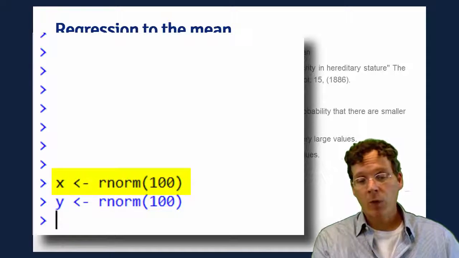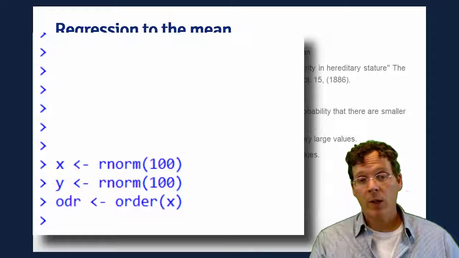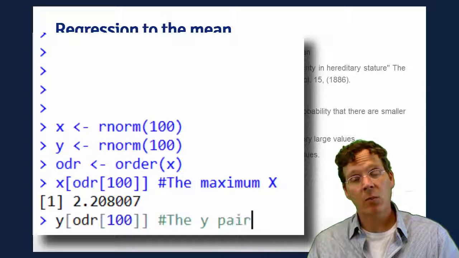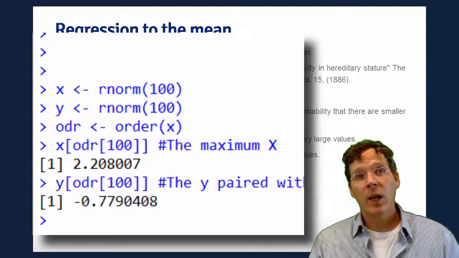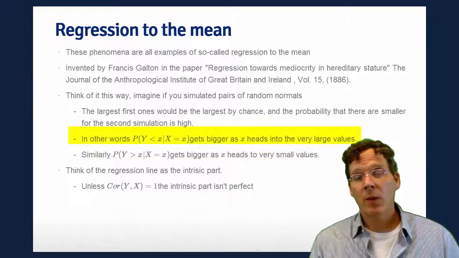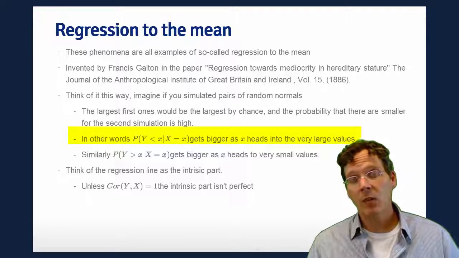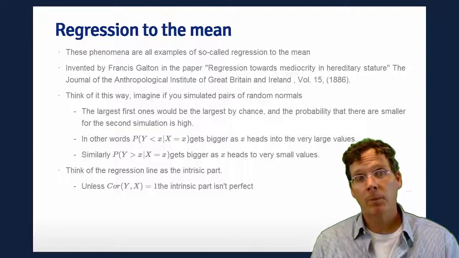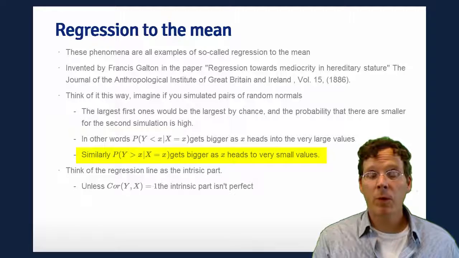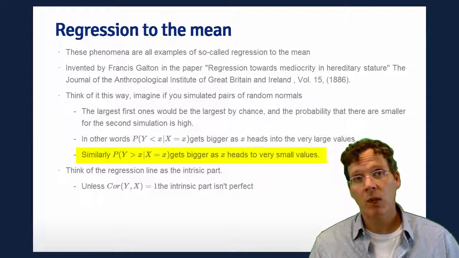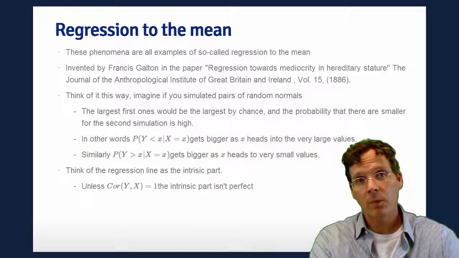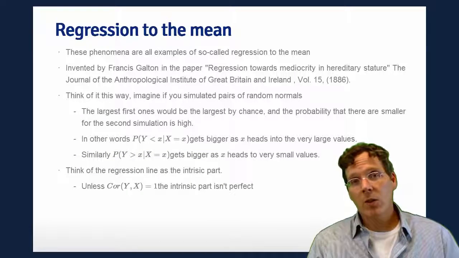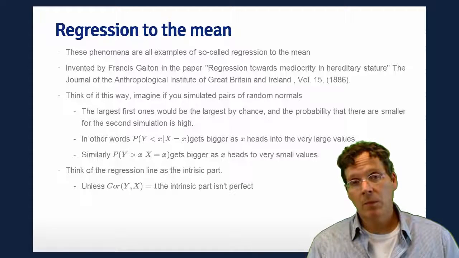Well, in this first vector of standard normals that I generate, if I were to take the largest one, the chance that its pair in the second vector is smaller will be high. And this is simply saying that the probability that y is less than x, given x, is going to get bigger as x heads to very large values. The same thing, in other words, is that the probability y is greater than x, given that x equals x, is going to get bigger as x heads to smaller values.